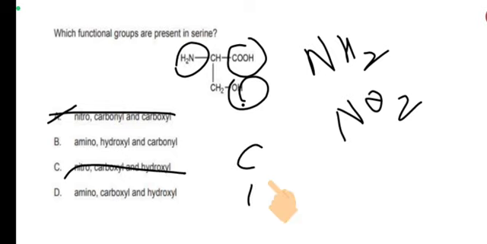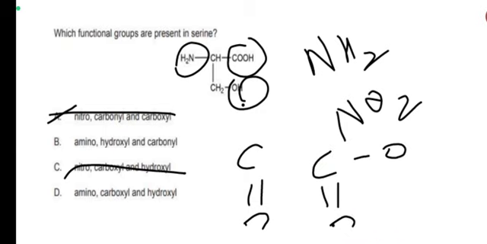Carbonyl is C double bond O, carboxyl is COO. So when comparing B and D, amino group is there, NH2, hydroxyl OH is also there, but the third functional group given in B option is carbonyl, but it is nothing but carboxyl. So option D is the correct answer. Okay.